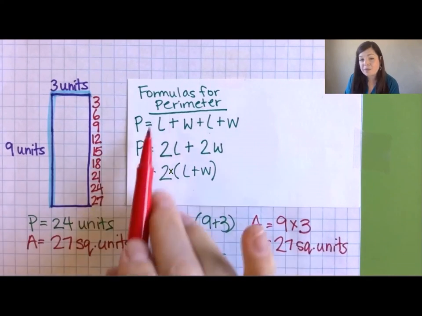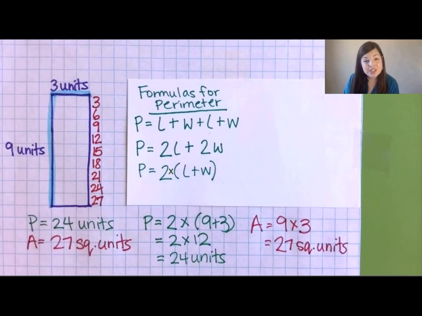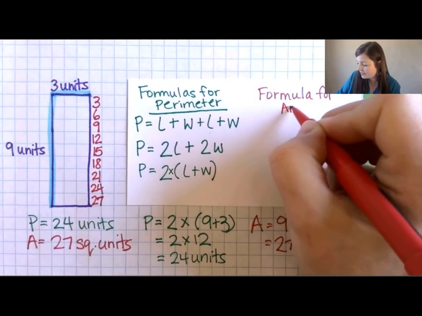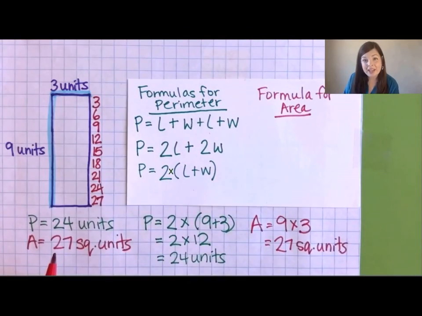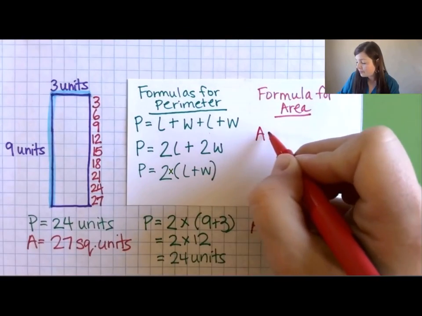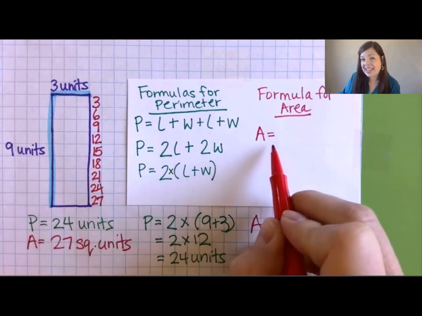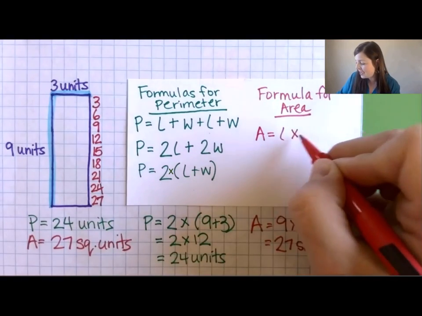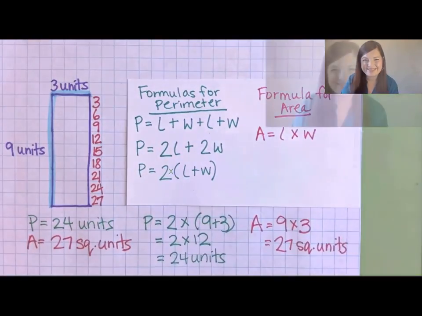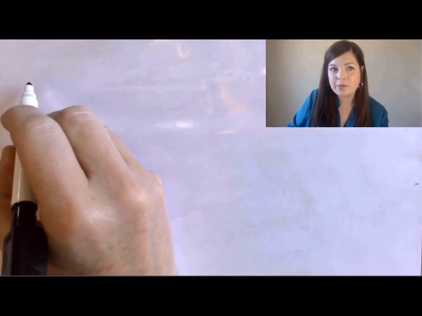Earlier, we talked about some formulas for perimeter, and we just discovered a formula for area. If we use A for area, L for length, and W for width, how could we write the formula? We could write A equals length times width. Let's go back to our whiteboards now, and let's draw another rectangle.